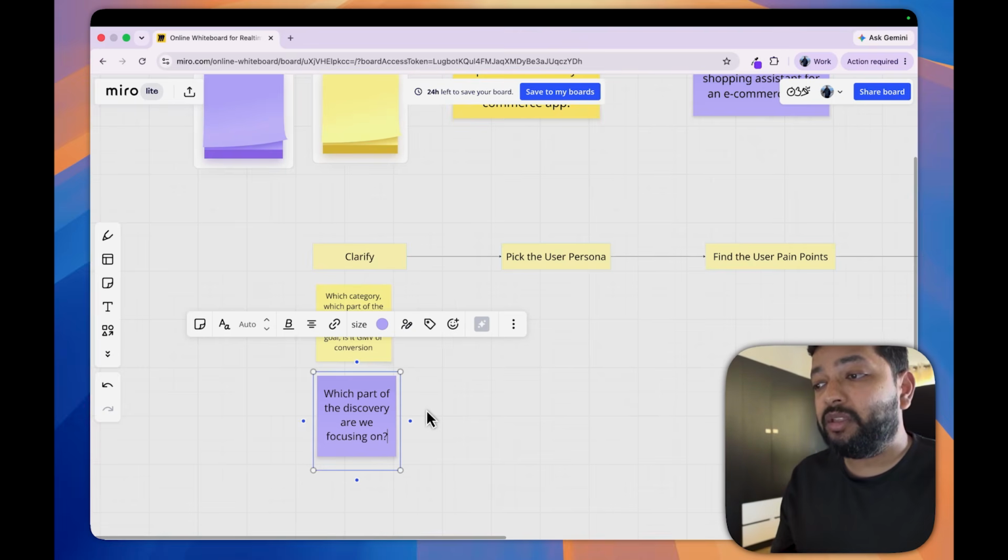Now, why are we doing this? We are doing this because we don't want to be in a situation where we are focusing on an entire set of product discoveries and the AI assistant is going to have a mammoth task to be able to do it. Now, this is where your AI knowledge comes into play.